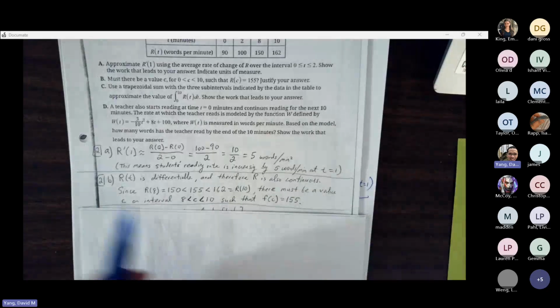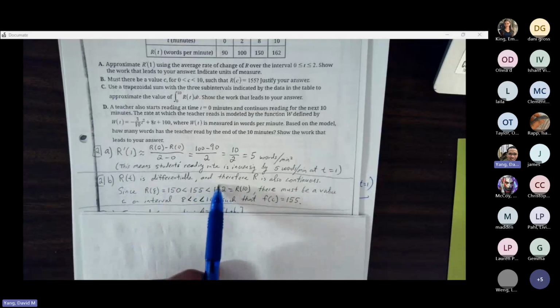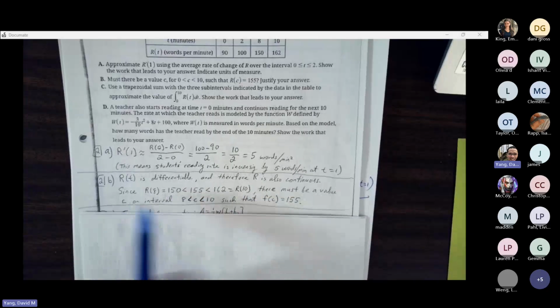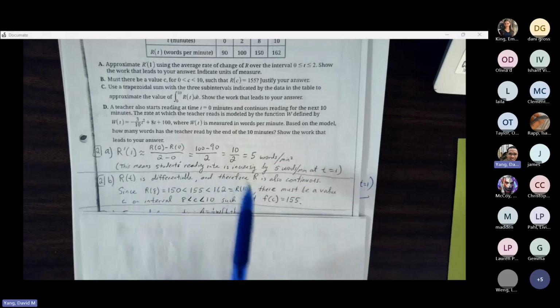So we have an R of t value below 150, coming from R of 8, and we have a value above 155, coming from R of 10. And 155 is safely between my two values. So there must then be a value of C on the interval from 8 to 10, such that R of C equals 155. There's more than one way to say this with IVT, but this is the one where we can use the least amount of notation and words to get our point across.